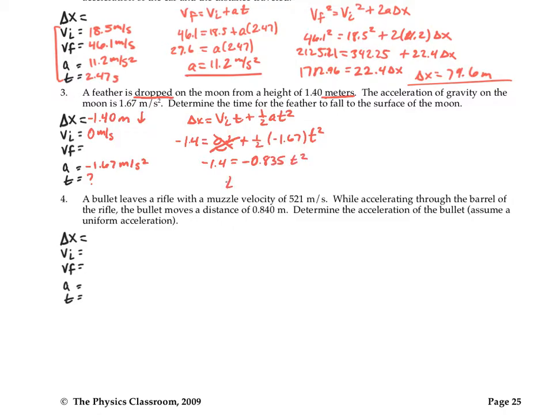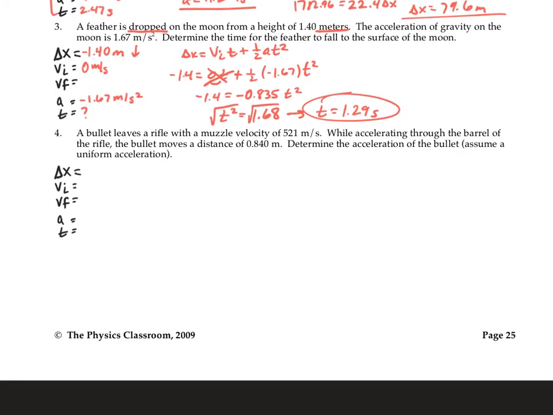I'm going to get t squared by itself by dividing by negative 0.0835. I'm going to get 1.68, but that's t squared. To get t, I need to take the square root of both sides to undo that squared. So if I do that, I get a time of about 1.29 seconds.